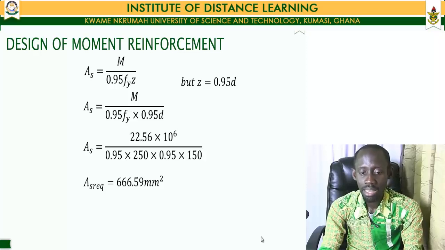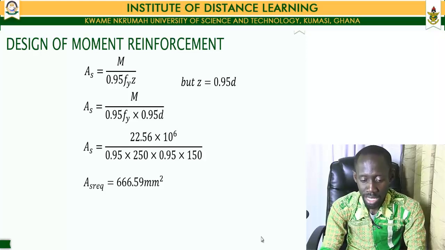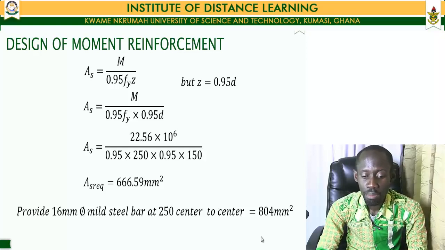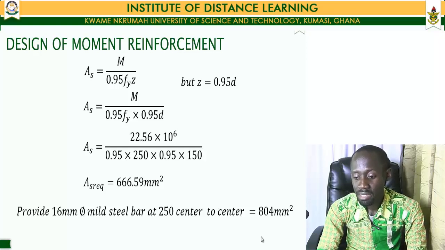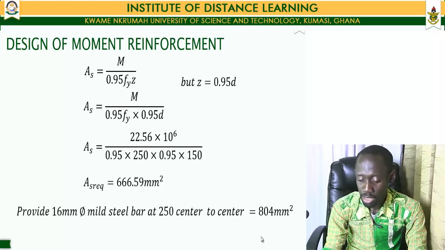The center to center spacing of our reinforcement. So then, for our area of steel reinforcement required, which is 666.59 millimeters squared, we are moving ahead to provide 16 mm diameter bars at 250 millimeters center to center, and this gives us a total area of reinforcement of 804 millimeters squared. So whereas our section requires an area of 666.59 millimeters squared, we are providing 804 millimeters squared of reinforcement, which translates to 16 mm bars being spaced out 250 mm center to center.